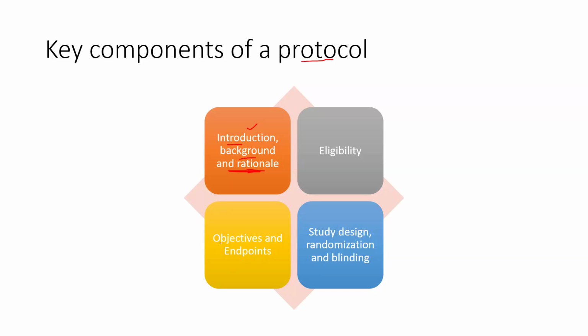Another thing is objectives and endpoints. Objective is goal. A very simple goal is, say, safety, right? Say a phase 1 protocol is about safety. What will be the endpoint of that safety? Number of adverse events, number of serious adverse events. The endpoint is what you are going to measure. The goal of our study is that we want to measure the safety, we want to ensure the safety. That is the goal, our objective. Endpoint: how you are going to measure? Number of adverse events, number of serious adverse events, like that.